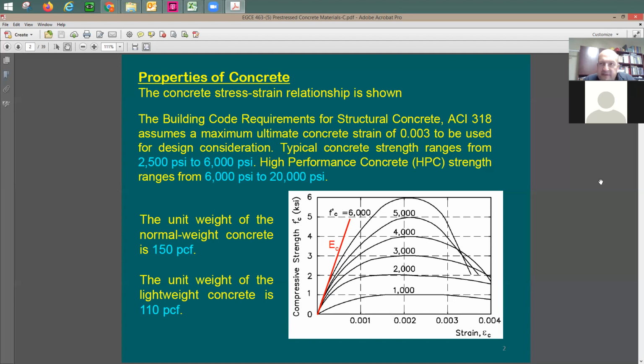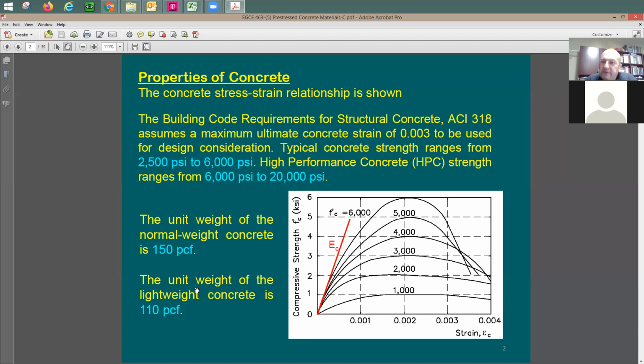Once you go above 6,000, we're going to call it high performance concrete. So just 6,000 is going to be okay. We just call it reinforced concrete or pre-stressed concrete. Once you go above 6,000, usually we start to call it high performance concrete. And keep in mind the same unit weight classes that we use for normal weight concrete and lightweight concrete.